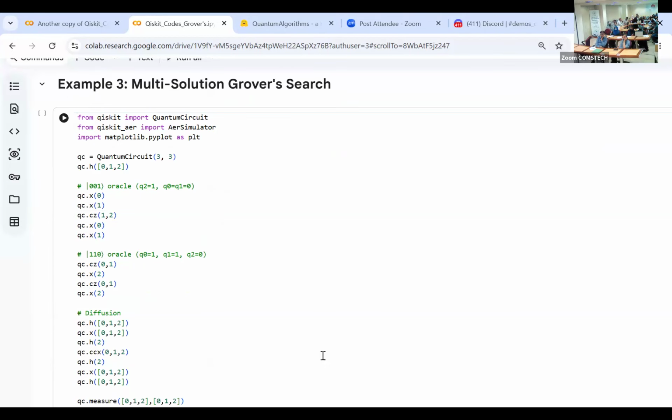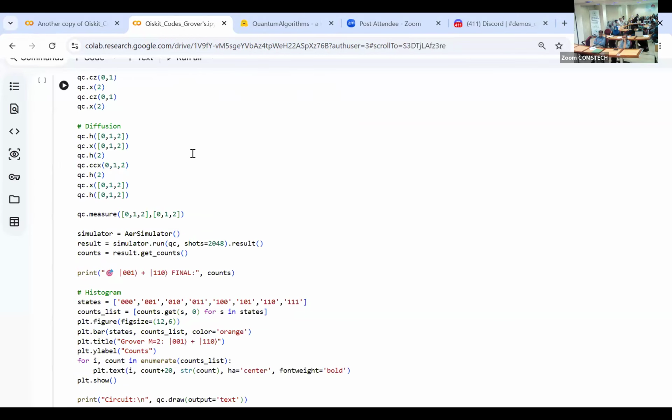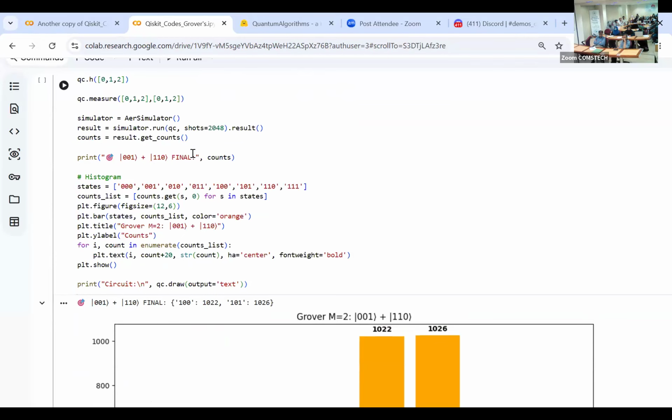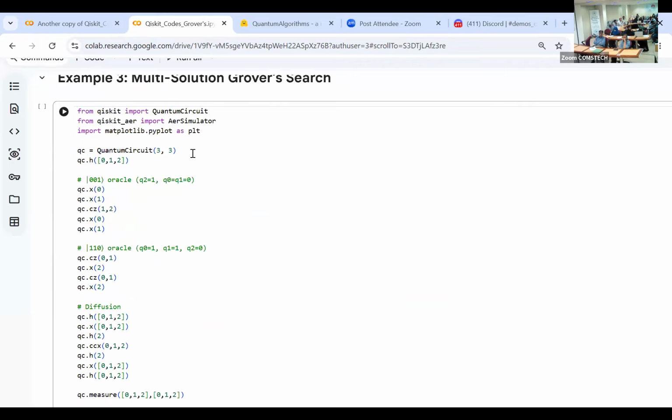Now the same steps which we have done earlier: you need to import the libraries first, then create the quantum circuit with 3 qubits and 3 classical registers, and create the superposition using the Hadamard gate. Then with the help of the oracle, you're going to flip the sign of your desired state. So in this case, we want to flip the sign of Q2 and we want to find the 100 and 101 states together.